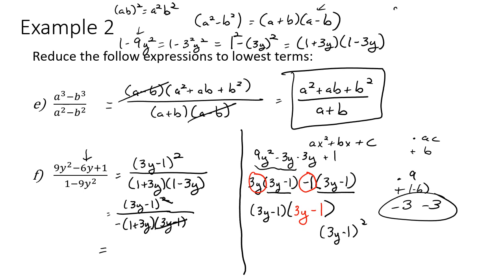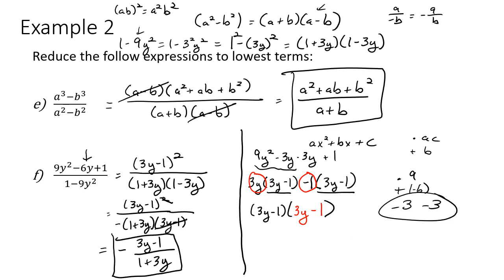So a divided by negative b is just negative a over b. So we can write this as a negative 3y minus 1 over 1 plus 3y. This is not the only form you can write the answer in.